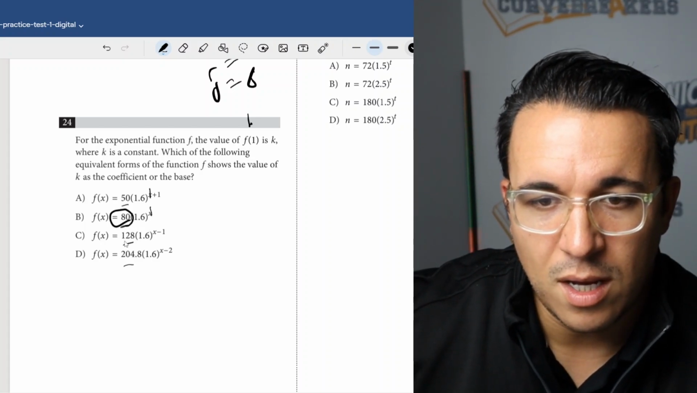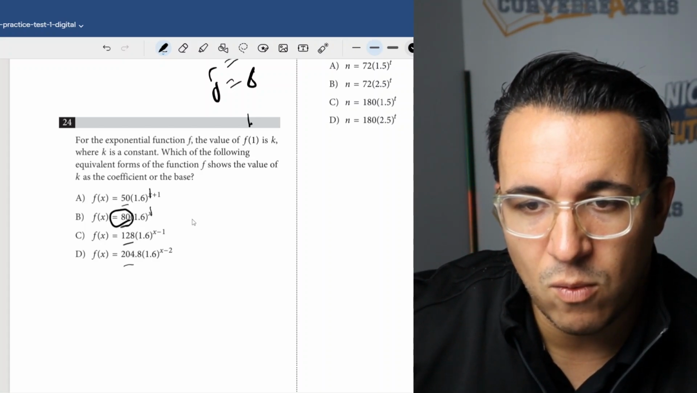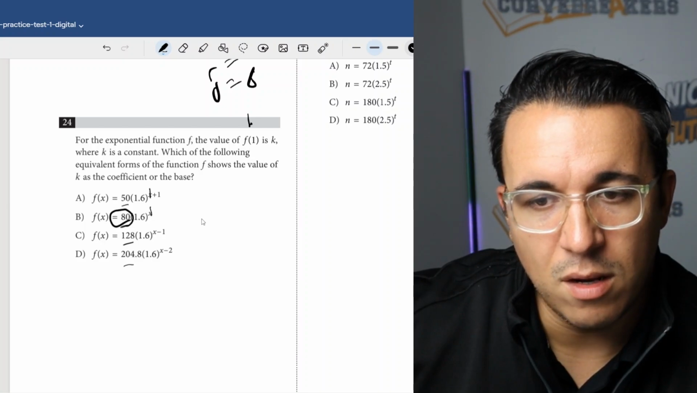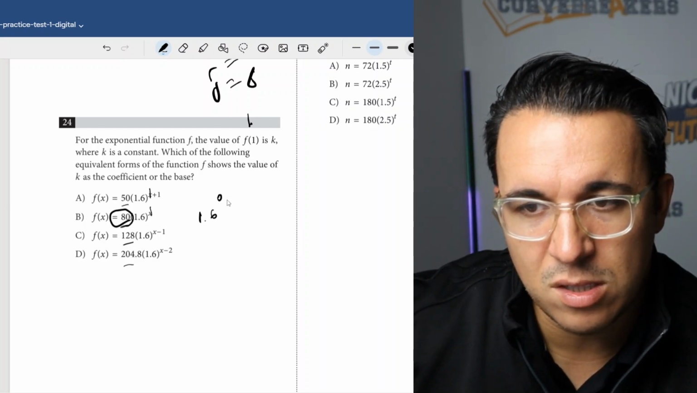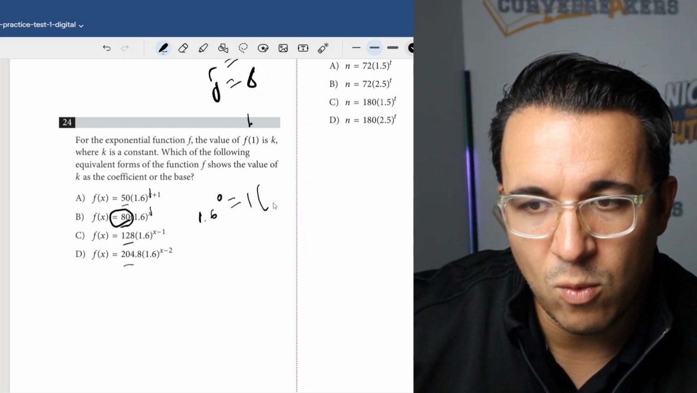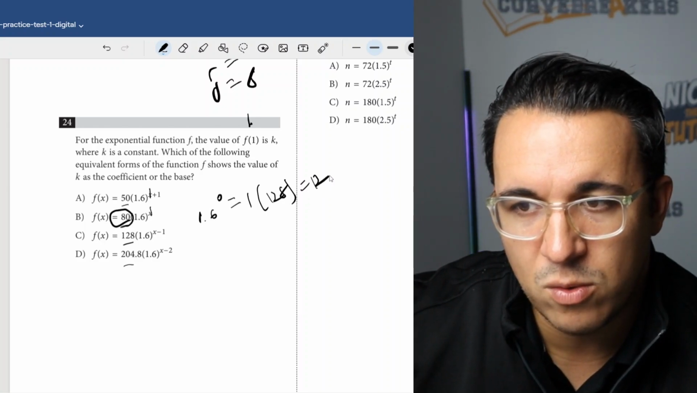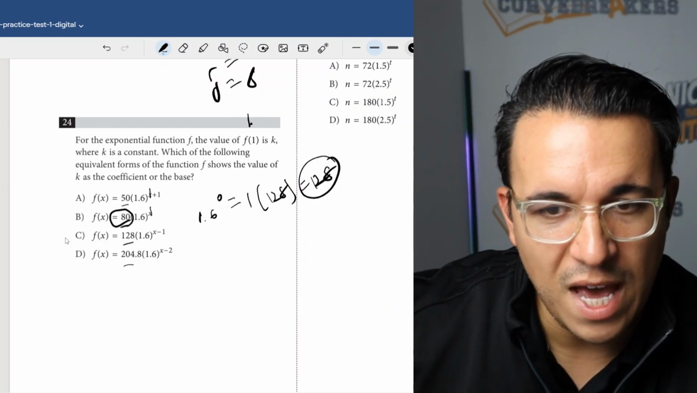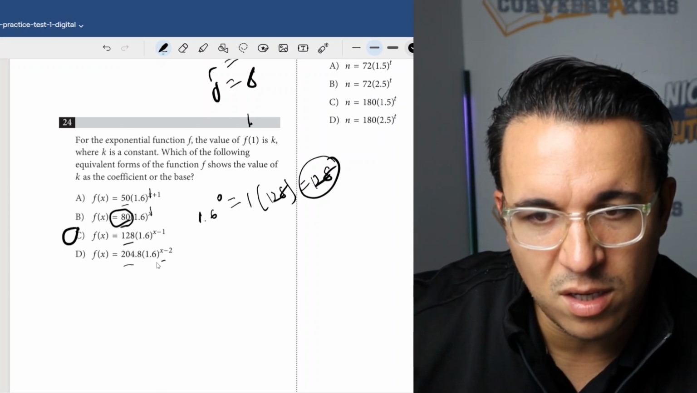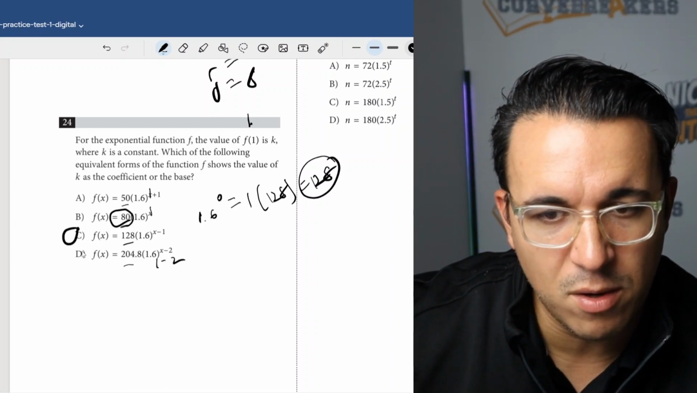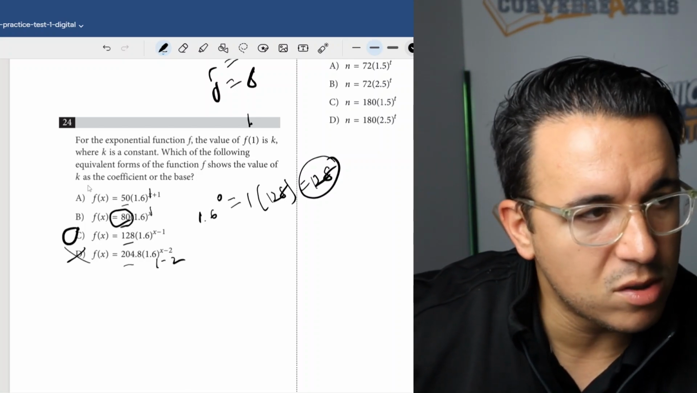So C is going to be 1 minus 1, which is 0. And then 1.6 to the 0 is just 1. And then 1 times 128 is 128, so we would get 128. So that is what we wanted there. And then this one is going to give us 1 minus 2, which is a negative exponent. So D would be wrong, so I'm going to go with choice C there.